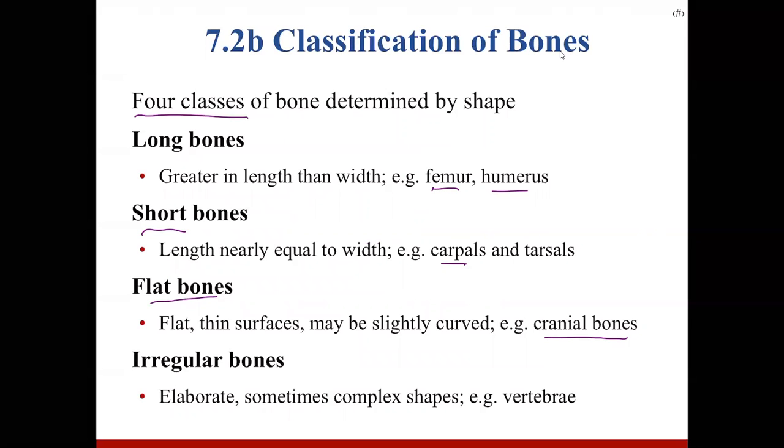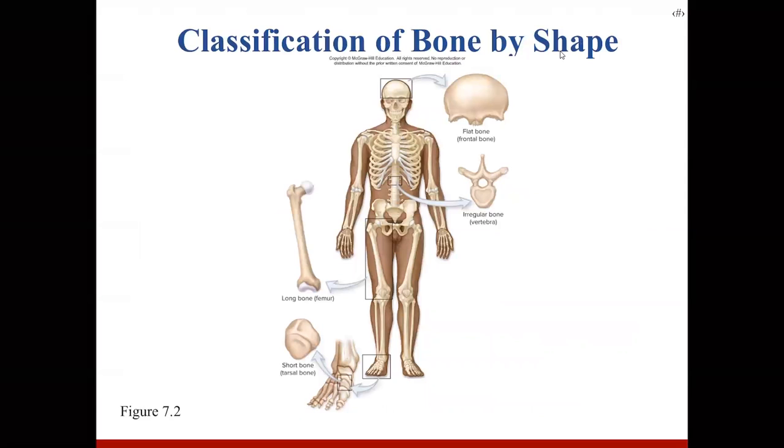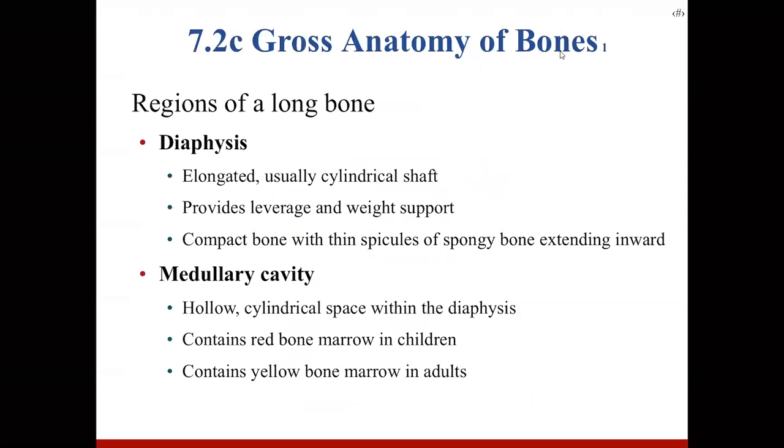Okay, and then we have irregular bones, and sometimes they're very elaborate. Okay, so they're not simple, they kind of look complex. An example of that would be the vertebrae. Okay, so here's some classification. So here's a flat bone, here's irregular, long bones would be your femur, okay, and then short bones are the bones in your feet and your hands.